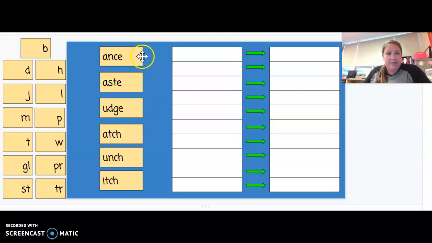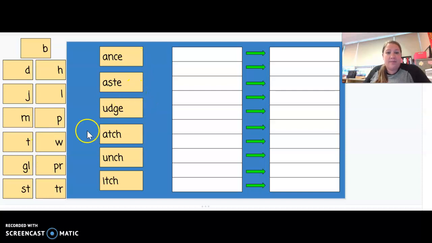So, like I said, here are some vowel consonant consonant silent E patterns. We have A-N-C-E, A-S-T-E, and U-D-G-E. For our vowel consonant consonant consonant patterns, we have A-T-C-H, U-N-C-H, and I-T-C-H. So, for today's lesson, you are going to be creating words out of these letters and these patterns.